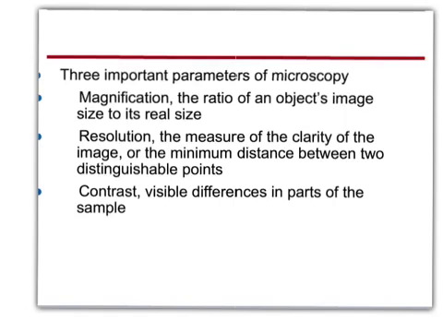So you can tell the difference between resolution. And then contrast, visual differences in parts of the cell. So using contrast, you can actually see where the nucleus is because it's more dense than the cytosol, which is less dense, and so on. All right? So those three parts are important parameters of microscopy.